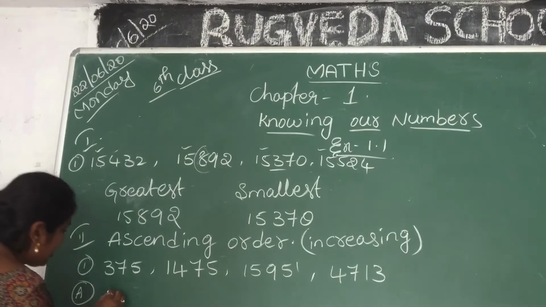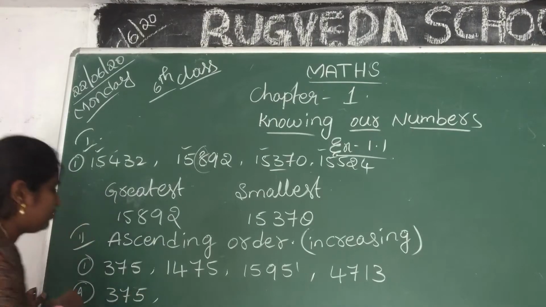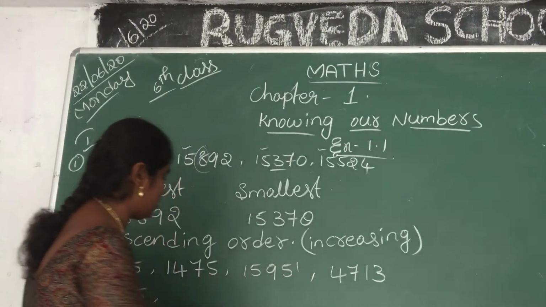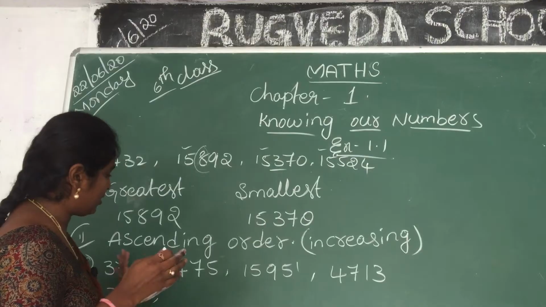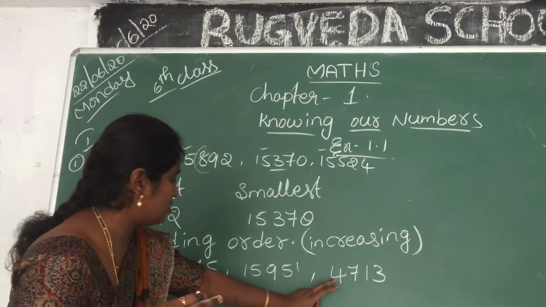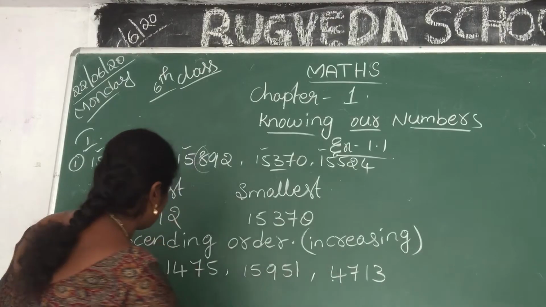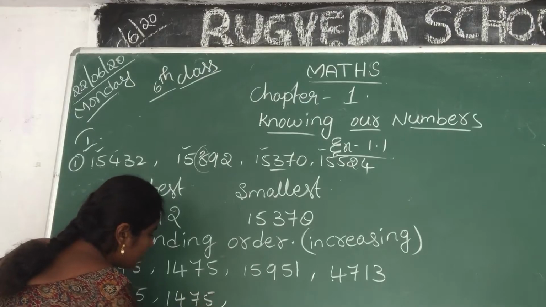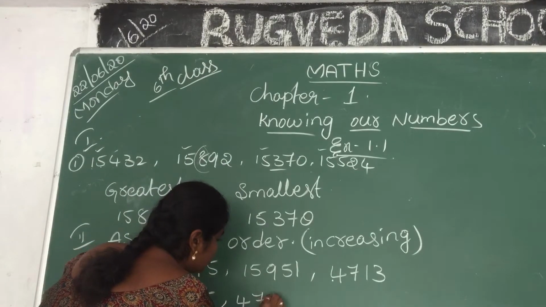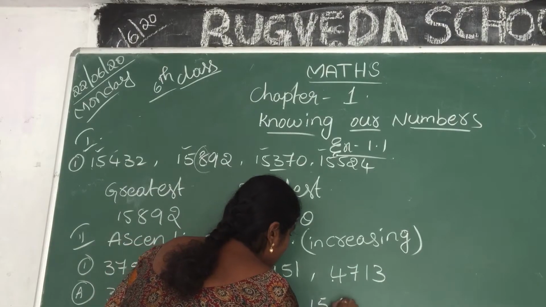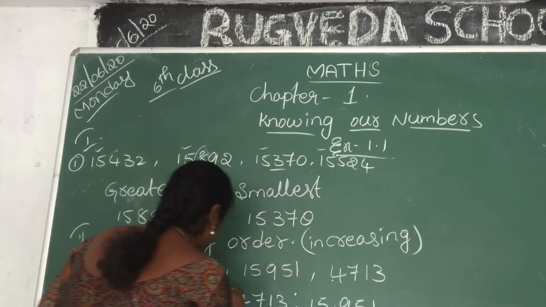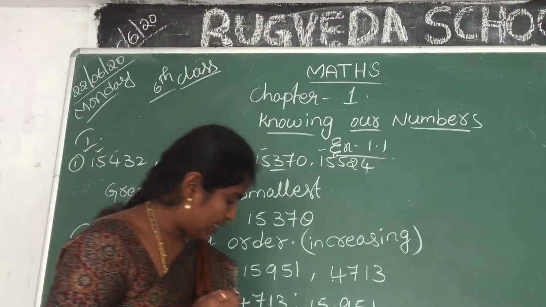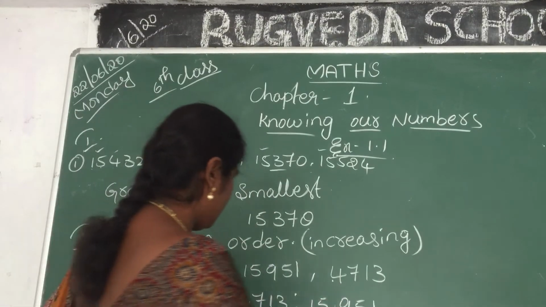First one, 375 is the smallest number, because here we have only hundreds place, here we have thousands place, here 10,000s place, here thousands place. Next smaller number is here 10,000s, thousands. In thousands place we will check means here 4 is there, here 1 is there. So which is the smaller number? 1475 is the smallest number. Remaining smallest number 4713. Last one 15951. So in this way you have to write the ascending order. Okay na? Next, first bit, second bit completed.